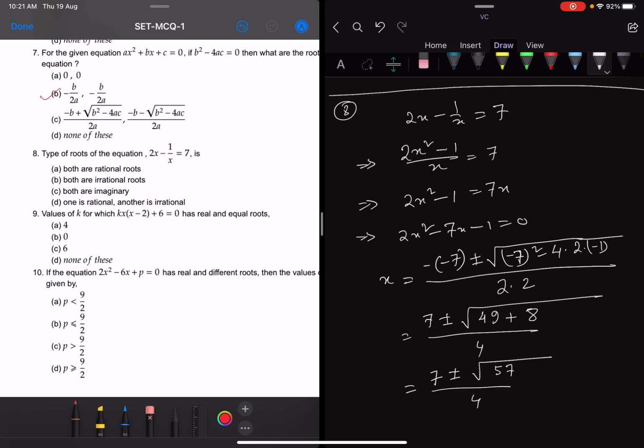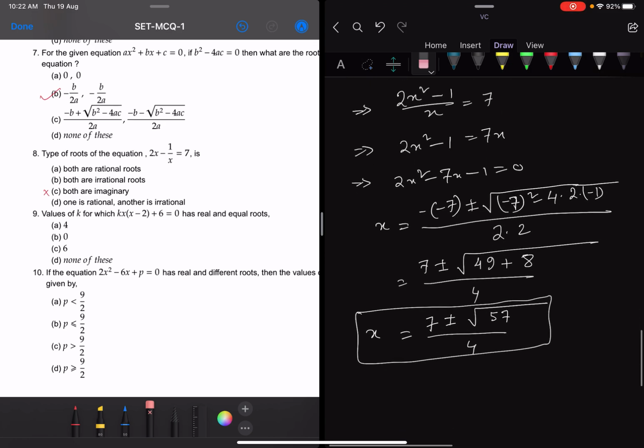Now why are we calculating this portion? We have to find whether both are rational or irrational, or both are imaginary or not. Both cannot be imaginary, because to make it imaginary, the value inside the root should be negative, but it is not negative. So that option is incorrect. Both are rational? Both cannot be rational, because this number is a prime number. Sorry, 57 is not a prime number.